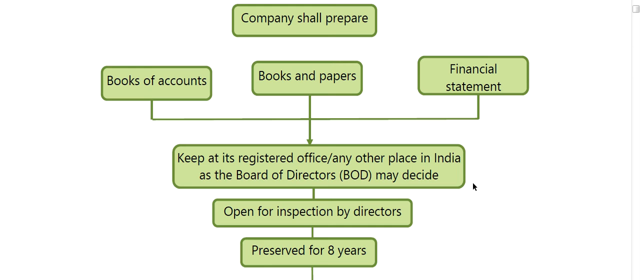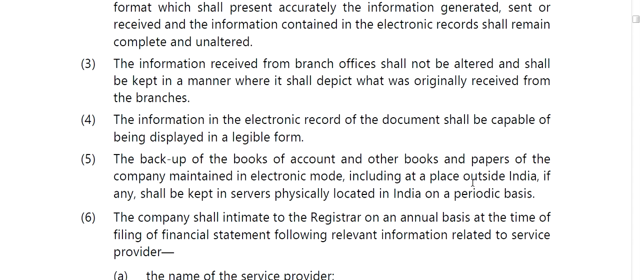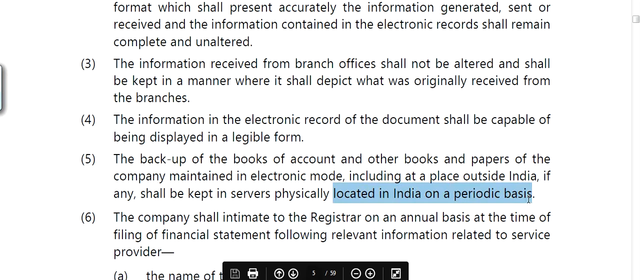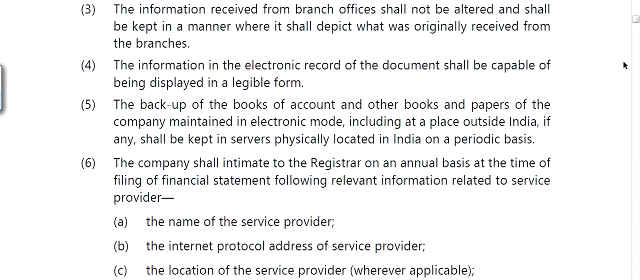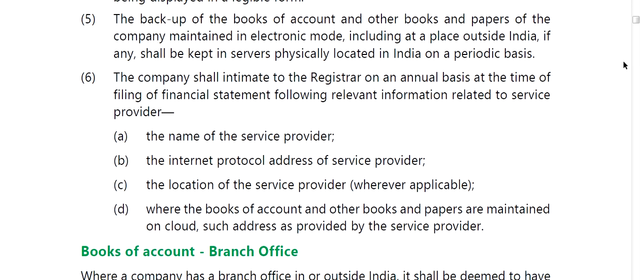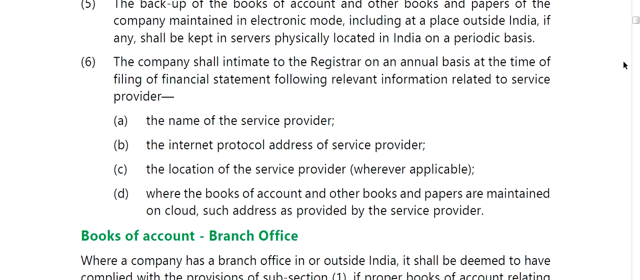Fifth, the backup of books of account and other books and papers of the company maintained in electronic mode, including at a place outside India, if any, shall be kept in servers physically located in India on a periodic basis. The company shall intimate the registrar on an annual basis at the time of filing the financial statement the following information related to the service provider: name of the service provider, internet protocol address of the service provider, location of the service provider. Where the books of account are maintained on cloud, such address shall be provided by the service provider.